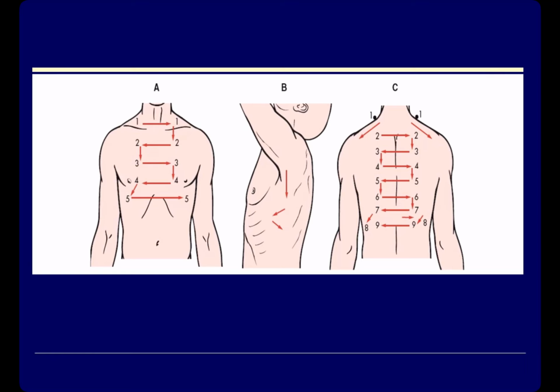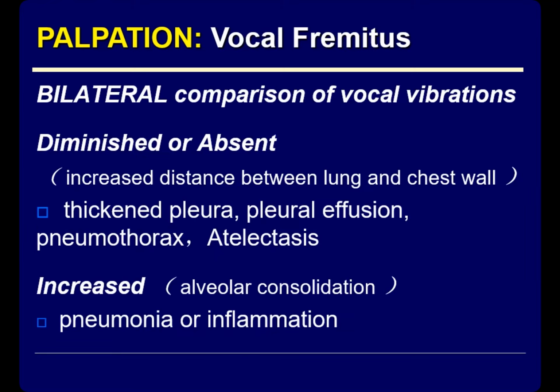Sequence for examination of the chest is from anterior, lateral to the posterior. For palpation, place the palms of the hands in a position designated as 1 on the right and left sides of the chest. Compare the intensity of vibrations and continue through all positions in each sequence. After bilateral comparison of vocal vibrations, diminished or absent vocal fremitus indicates an increased distance between lung and chest wall, such as thickened pleura, pleural effusion, pneumothorax, atelectasis. An increase indicates alveolar consolidation, such as pneumonia or inflammation.